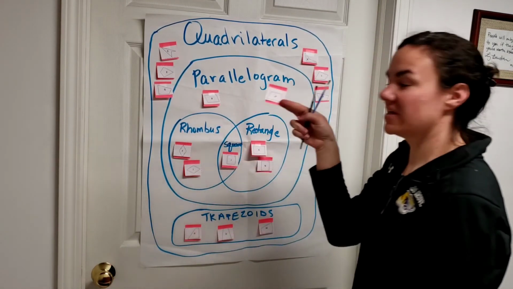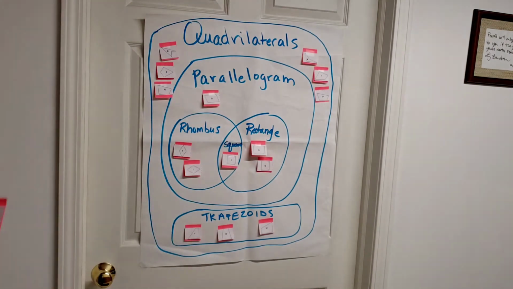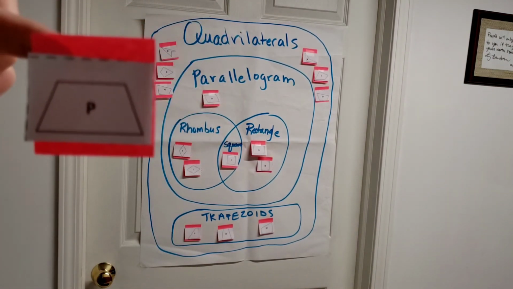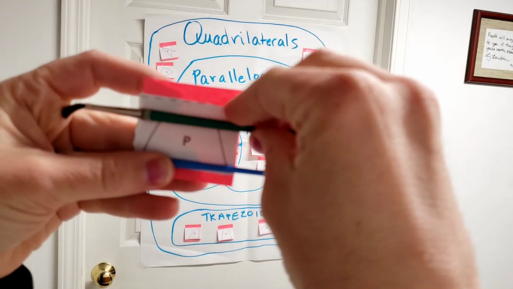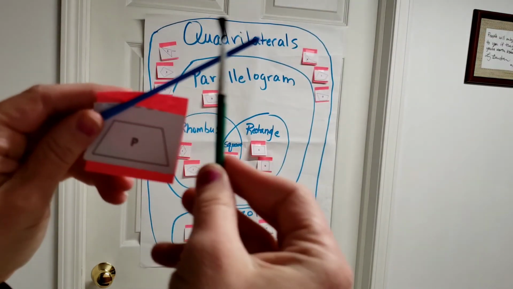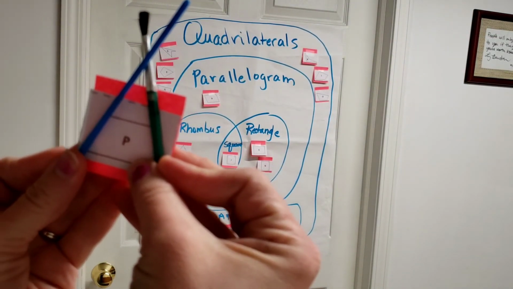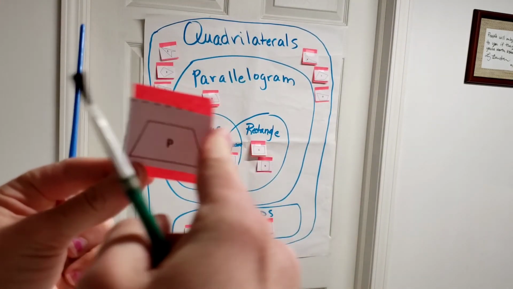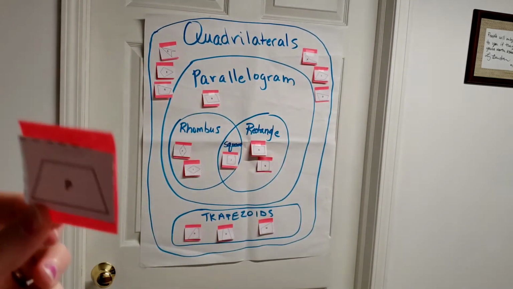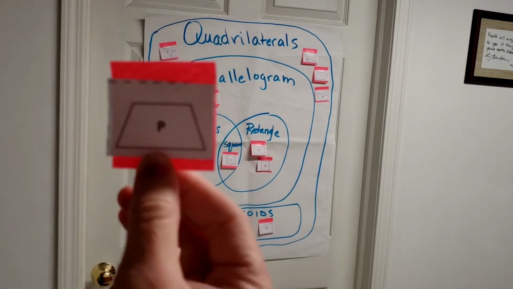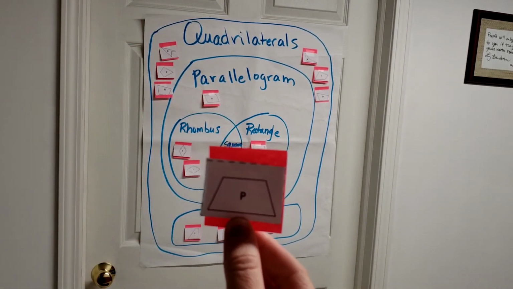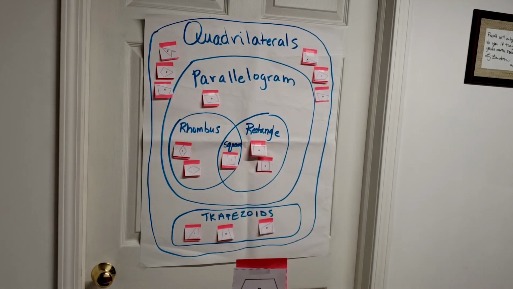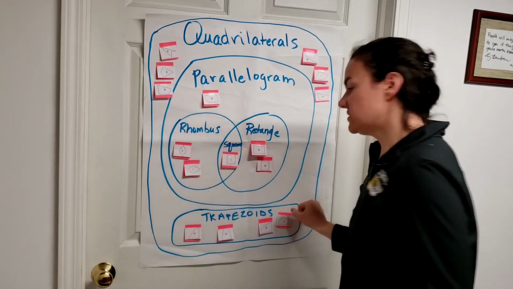Last one we have is P. All right, P. Opposite side here, parallel. Opposite side here, not parallel. So it has one pair of opposite sides being parallel. When you just hear one pair of opposite sides being parallel, you should know right away it is a, yell it out, trapezoid. So P is a trapezoid.